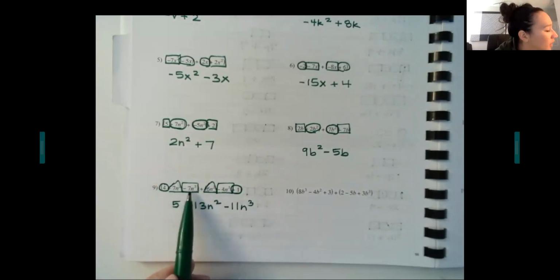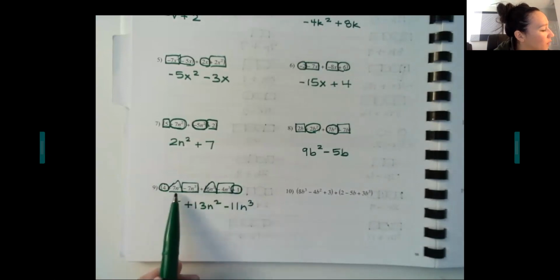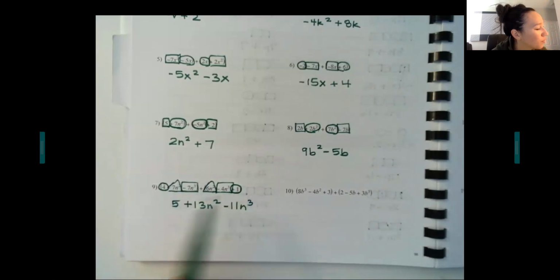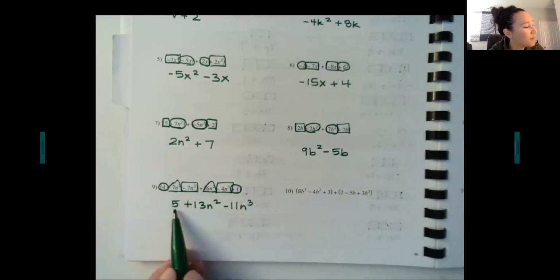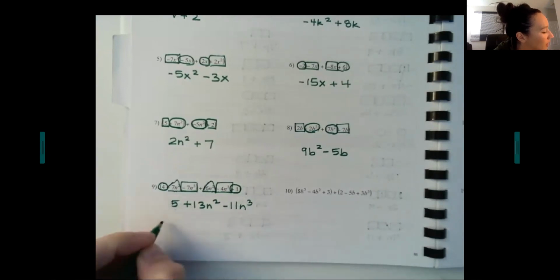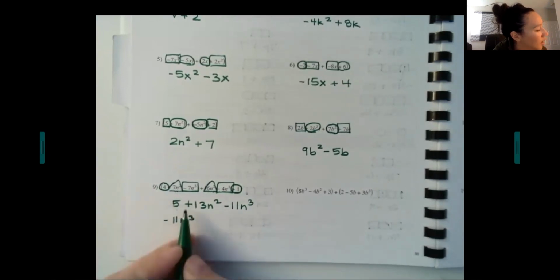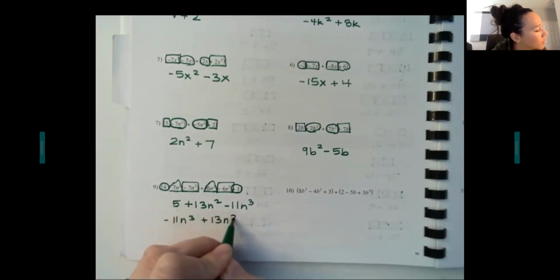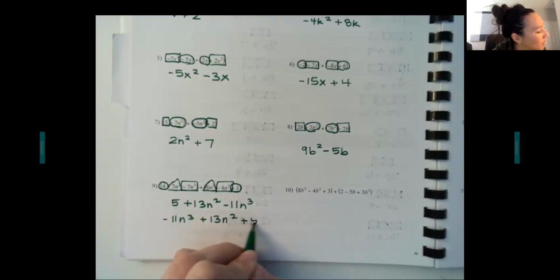That's right. We had 3 different pairs of like terms. So we had the n cubes, which are the ones we boxed, and then we had n squared, which we used triangles for, and then we just had the integers, which were 4 and 1. So we got 5 plus 13n squared minus 11n cubed, and now let's put them in order from the highest power. So we would start off with negative 11n cubed, because n cubed is the highest power, then n squared is the next highest, so plus 13n squared, and then we have no power, so that would just be plus 5.